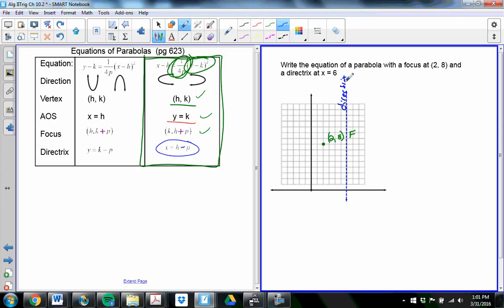Here's the nice thing about setting up this graph and looking at it. I know that the vertex has to be exactly halfway in between. The vertex is always halfway between the focus and the directrix. So here's my vertex at the point 4, 8.